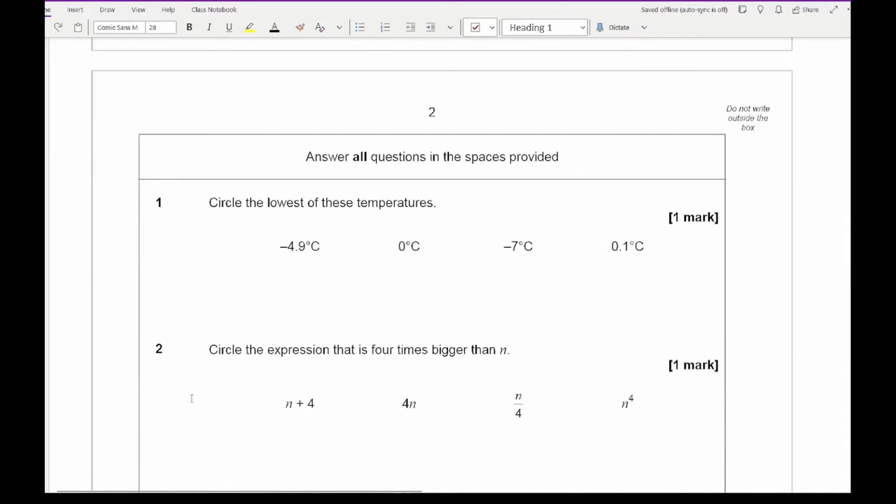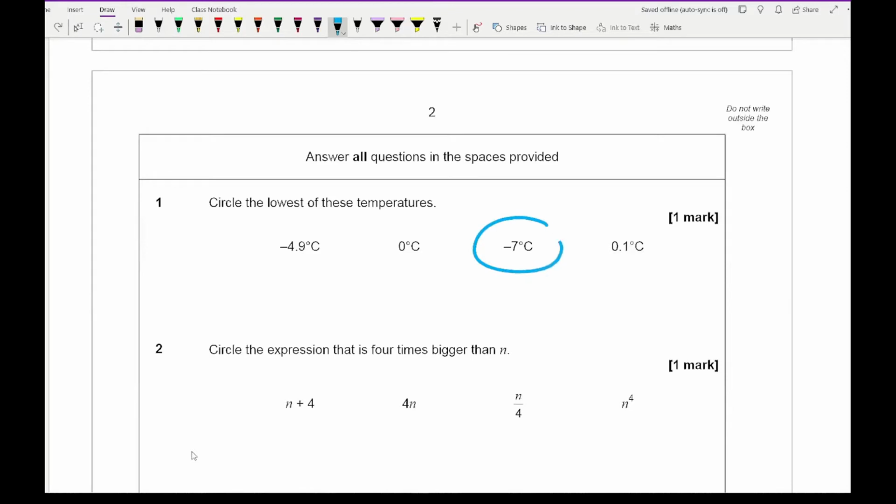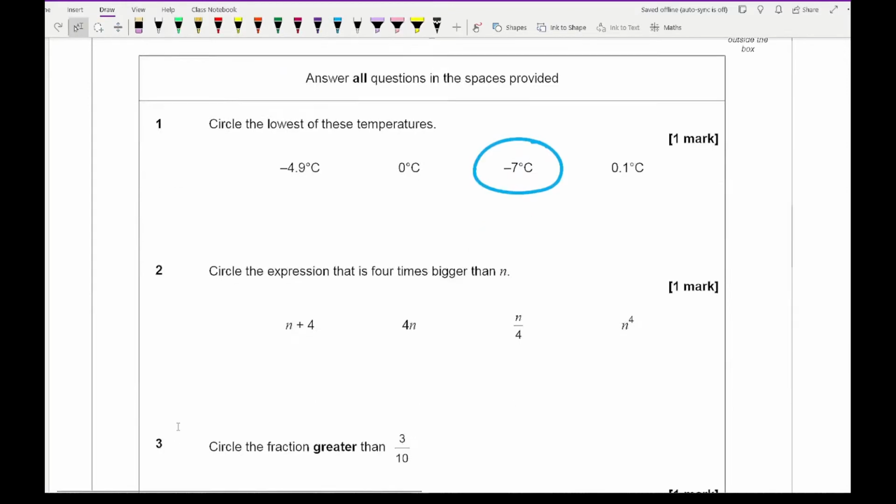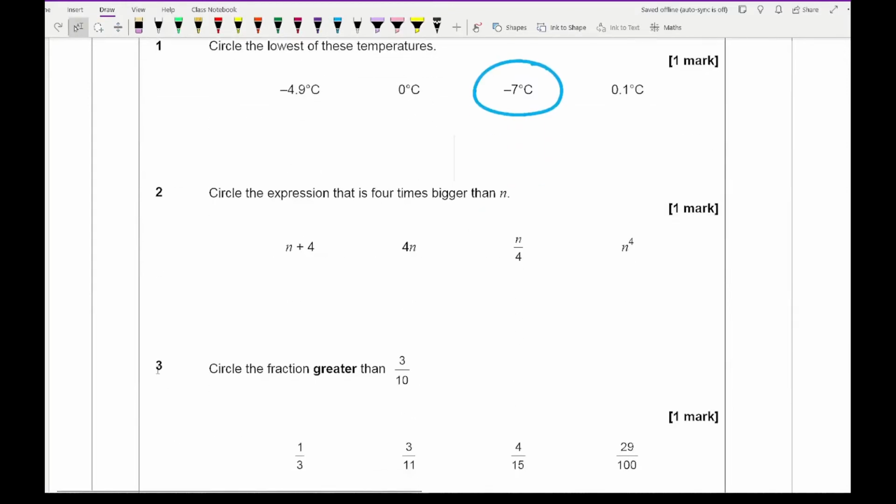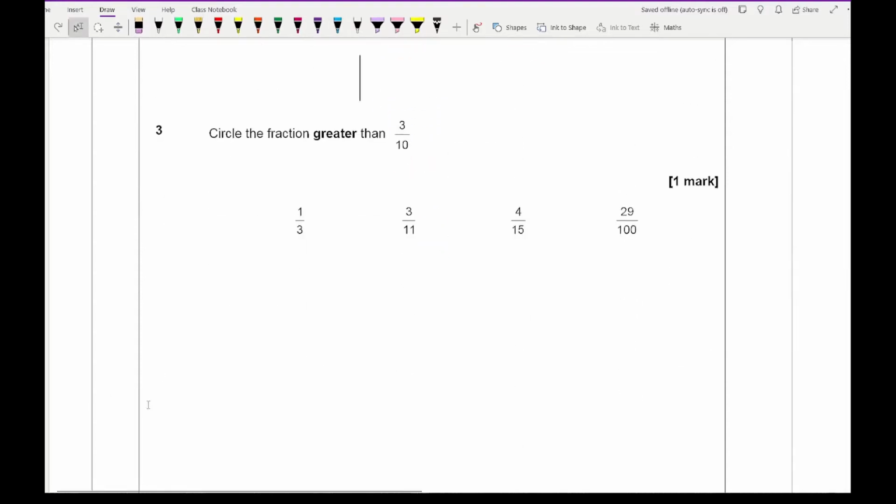So looking at question 1, it says circle the lowest of these temperatures, and obviously the lowest number for these is going to be -7 degrees. The next question, it then says circle the expression that is 4 times bigger than n, and that's going to be 4n. And then for question 3, it says circle the fraction that is greater than 3/10.